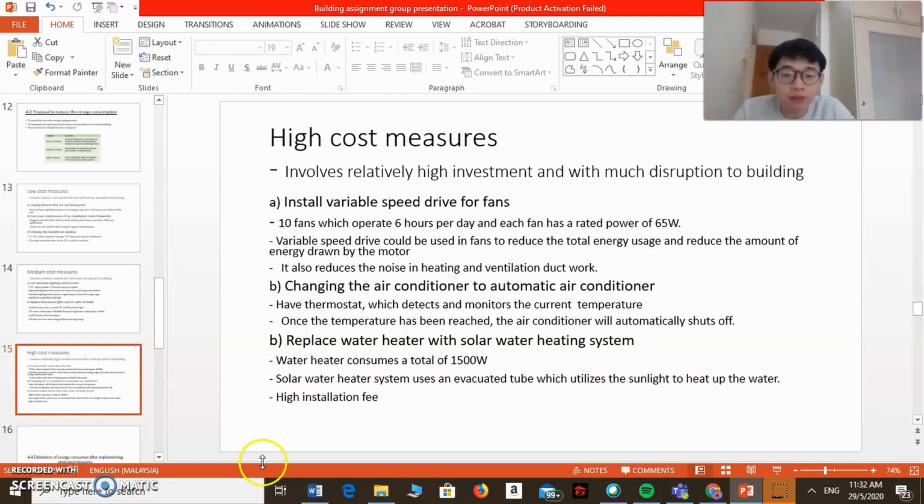A variable speed drive could be used in fans to reduce the total net energy usage and reduce the amount of energy drawn by the motor. Next, it also reduces the noise in heating and ventilation duct work.